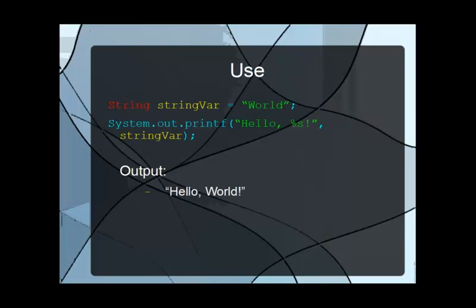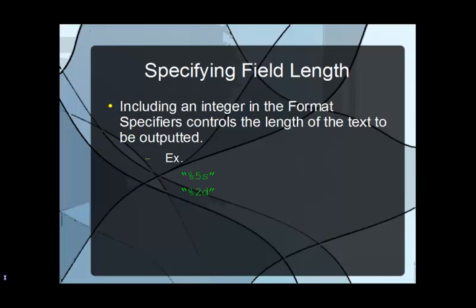This is an example of use of it. You have a string variable equals world, and once you use the method, you'll get that output. Including an integer in the format specifier controls the length of the text to be outputted. Basically, if you have %5s, it will print out your string in a field length of 5. So if your string has a length of 3, there'll be 2 spaces in front of it, and your string is justified to the right by default.